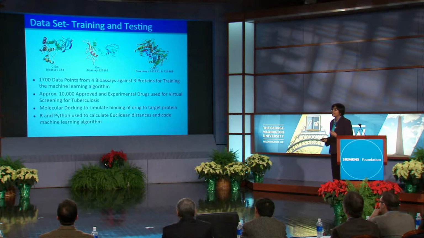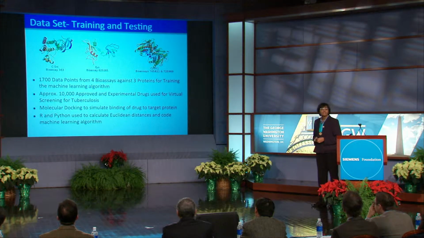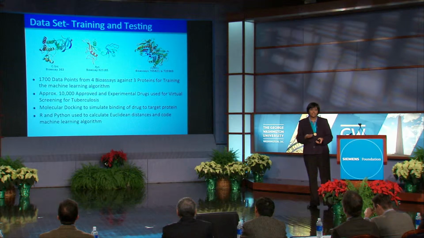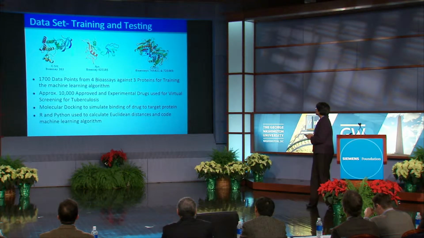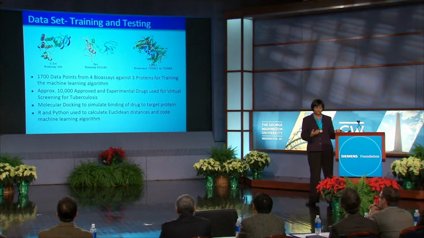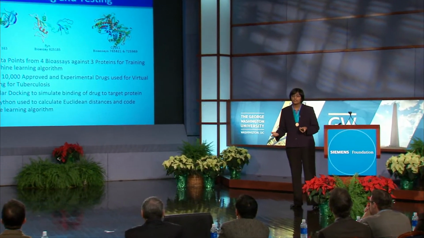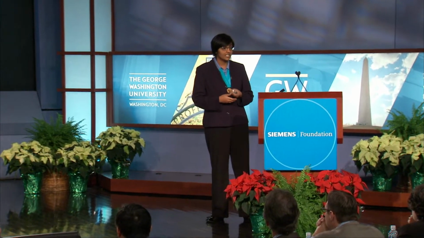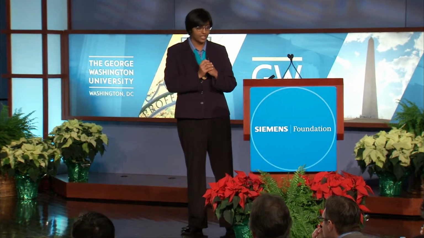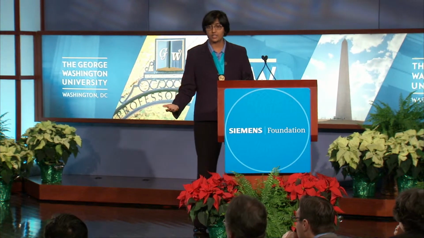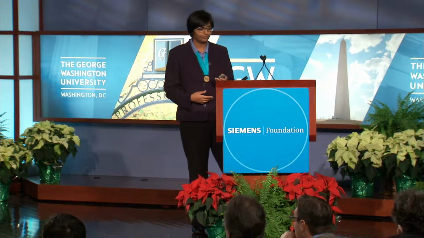Here we get into the data set we use for our project. We use 1,700 drugs to train our machine learning algorithms from 4 bioassays conducted against 3 proteins shown above. Approximately 10,000 approved and experimental drugs are used for virtual screening to find new tuberculosis drugs. In addition, we use molecular docking to simulate the binding of the drug to the protein, and we use R and Python to calculate Euclidean distances and code our machine learning algorithm.